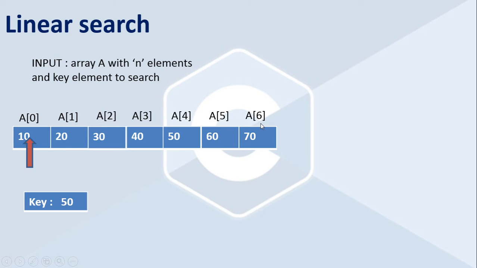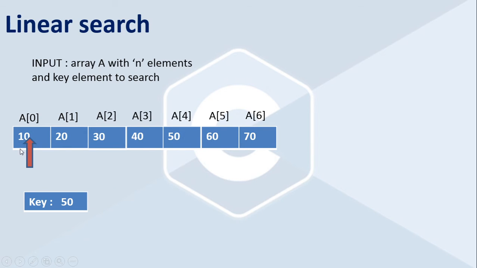Suppose we are given an integer array A with a total of how many elements? 1, 2, 3, 4, 5, 6, 7. So here n equal to 7. I am starting the indices from 0 to 6. Total 7 elements are available, so indexing starts from 0. The index values range from 0 to 6 for our 7 elements. And the key is taken here as 50. Now we want to check whether this 50 matches any of the elements of this given array A.